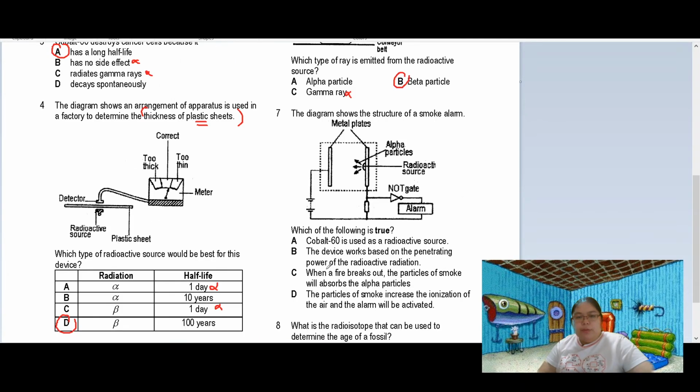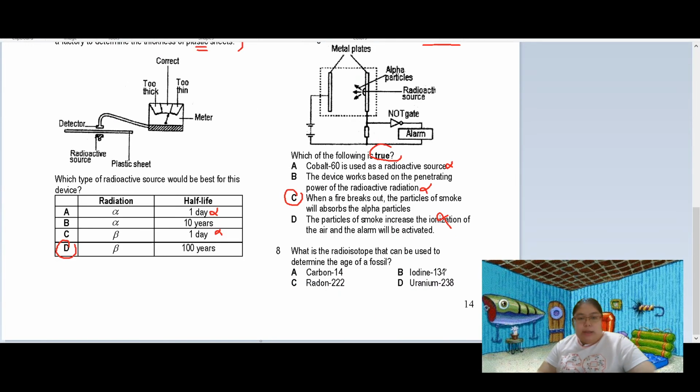Okay, now we go to 7. They ask which one should be true. This one is a smoke alarm. So we check. Cobalt 60 is used? We never use cobalt 60, we use americium. The device works based on penetrating power? No, we use ionization, so C. When the fire breaks out, the smoke particles will absorb the alpha particles? Yes, because of the soot. The particles of the smoke increase the ionization of the air? Cannot increase, it decreases. So C should be true.